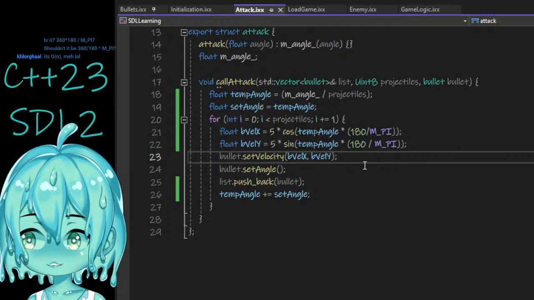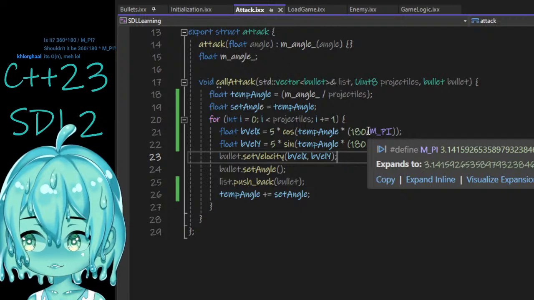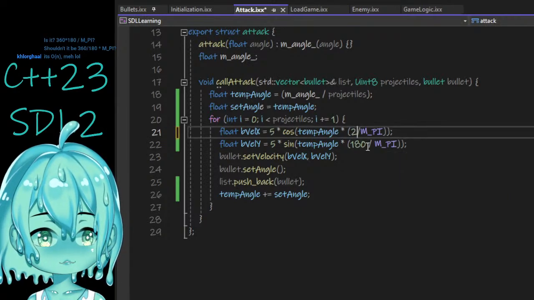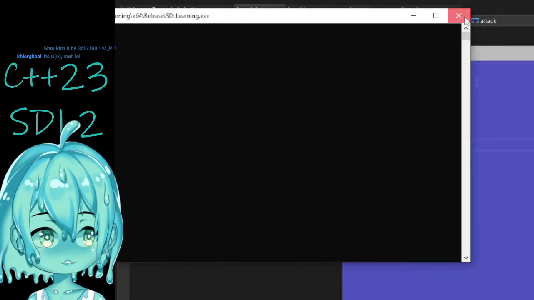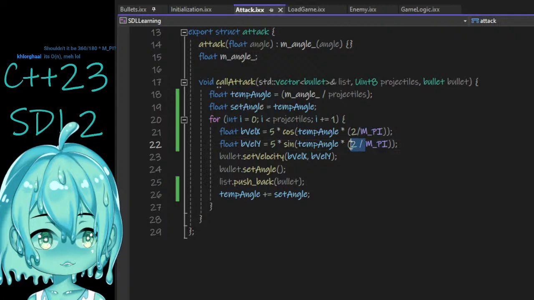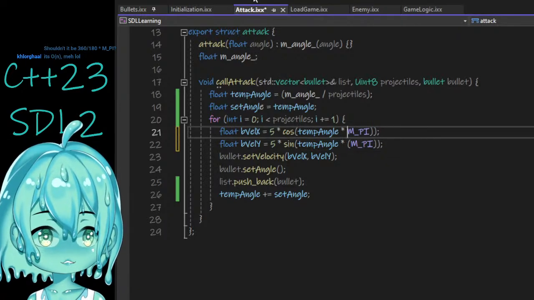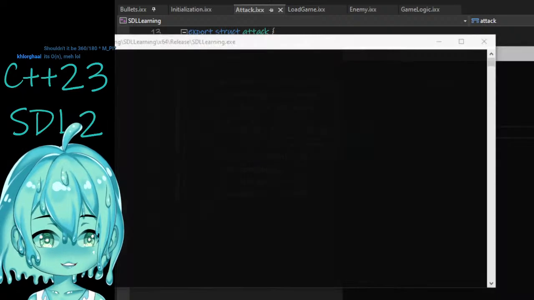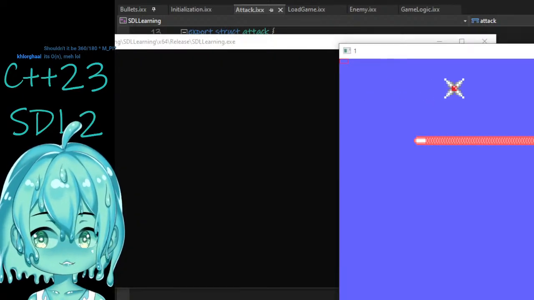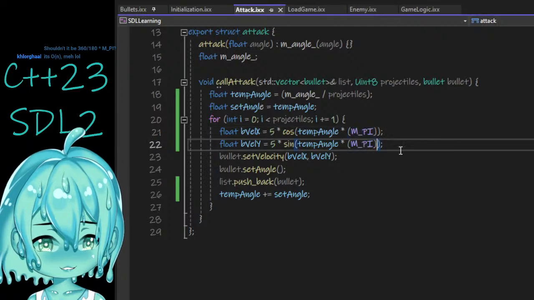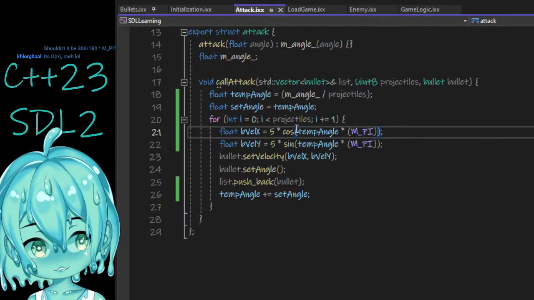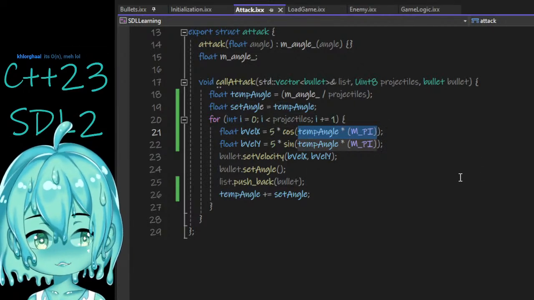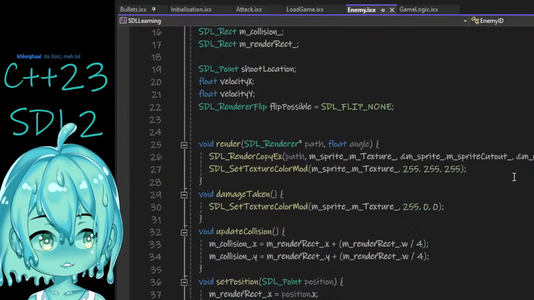Shouldn't it be 360 divided by 180 times pi? No, that's not correct. Because then you're having 2 divided by pi. 2 pi is just converting it into a circle. Wait. We can't just multiply it by pi. Oh, that worked! Wait, what? Something's wrong. Why does that work? Oh, is it because we're shooting 1 bullet? Is that the issue here?